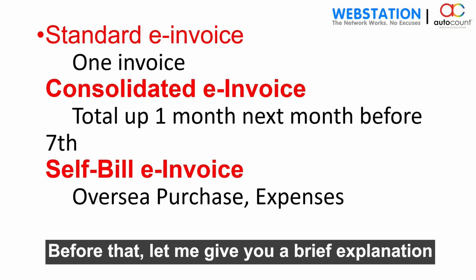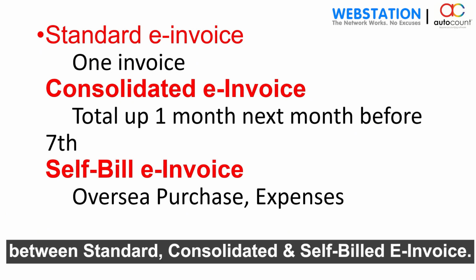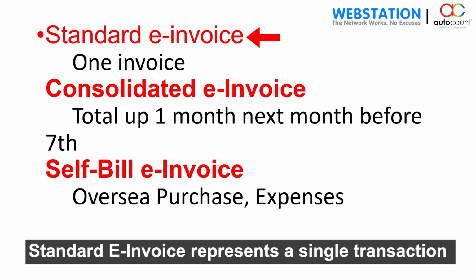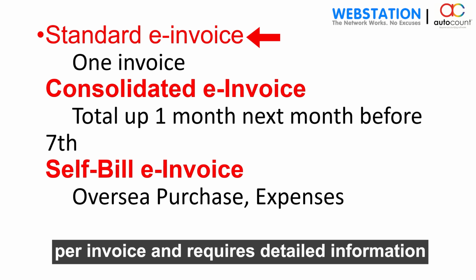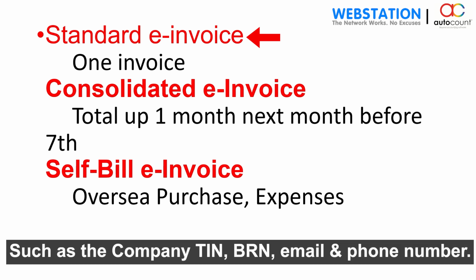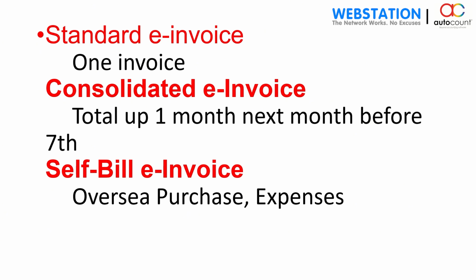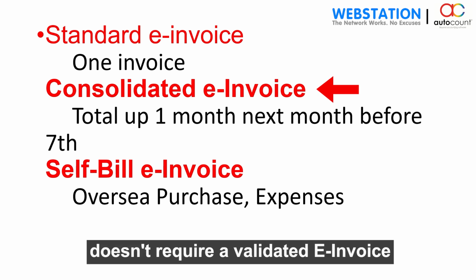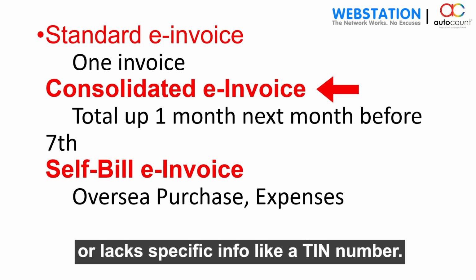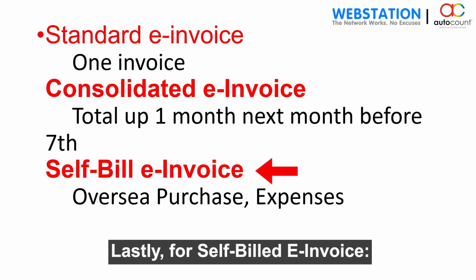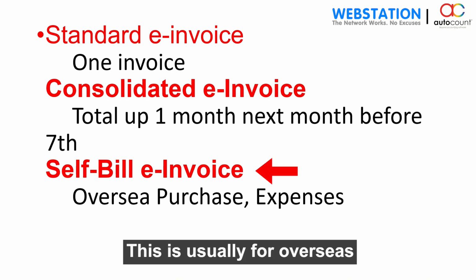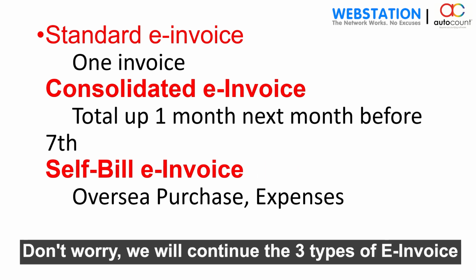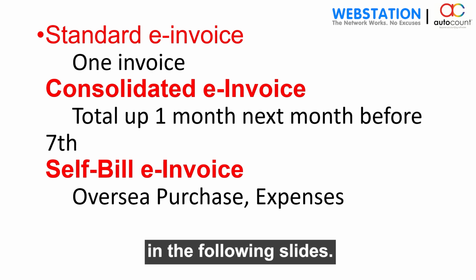Before that, let me give you a brief explanation between Standard, Consolidated, and Self-Bill Invoice. For the first one, Standard Invoice represents a single transaction per invoice and requires detailed information such as the company TIN, BRN, email, and phone number. And for Consolidated Invoice, this is used for transactions where the customer doesn't require a validated invoice or lacks specific info like a TIN number. And lastly, for Self-Bill Invoice, this is usually for overseas purchase or expenses like rental. Don't worry, we will continue the 3 types of invoice in the following slides.